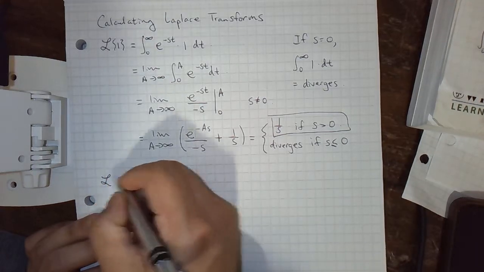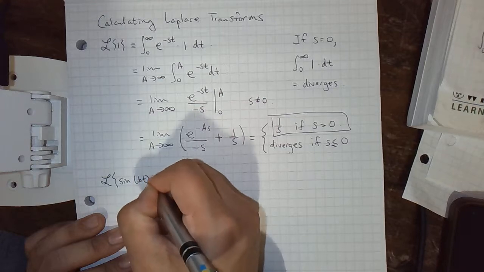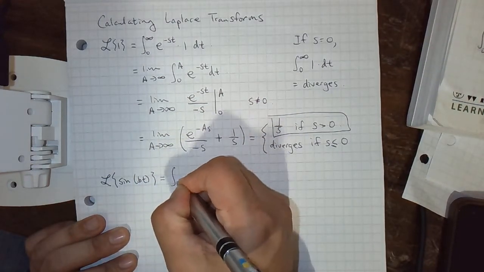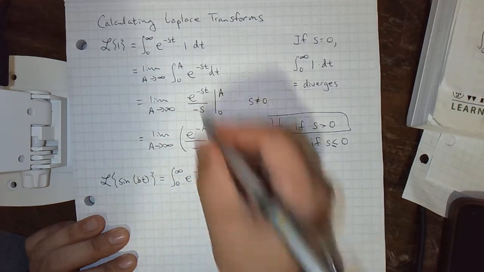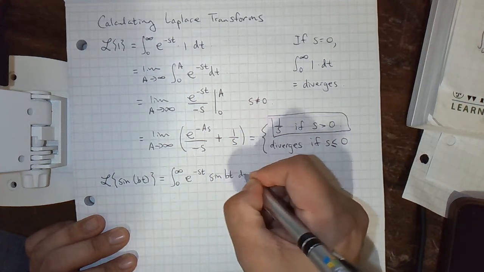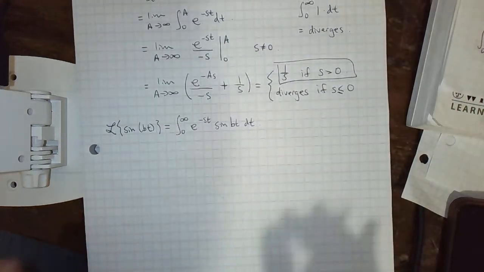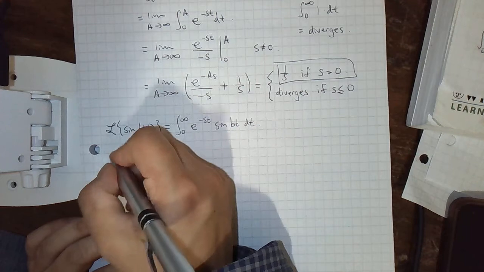Another one we can calculate is the Laplace transform of sine of bt. Same thing. We're going to go integral from 0 to infinity, e to the negative st, and then replace it with the function, so sine of bt dt. And look, this is now our favorite integral to evaluate in this class. We're going to do an ugly integration by parts. There are constants in here. This is going to be fantastic.